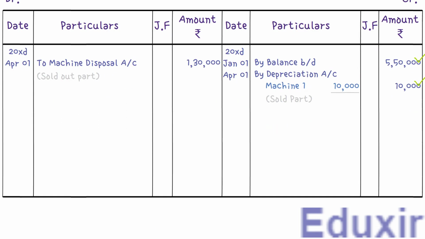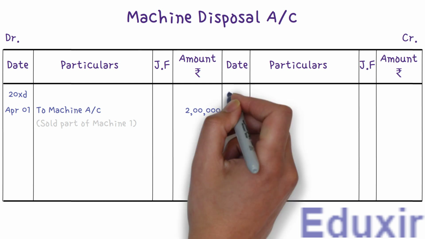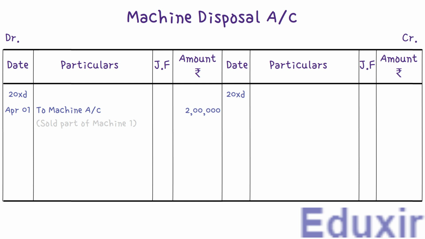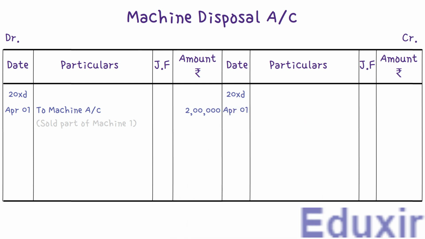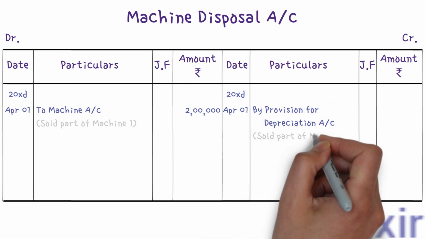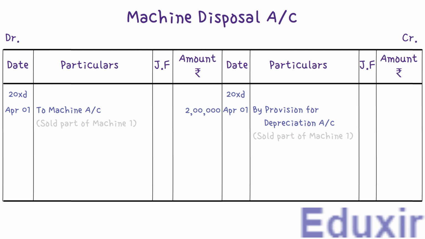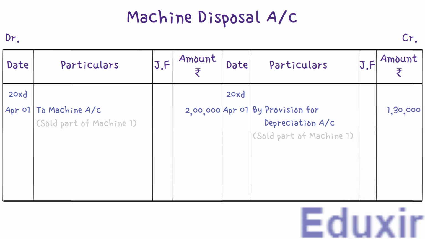Let us now proceed with posting the corresponding credit entry into the machine disposal account. As this is going to be the first entry on the credit side of the machine disposal account, let's first write the year in the date column. Let's then write the date. Let's then write the provision for depreciation account for the sold out part of the machine 1 in the particulars column. Let's then write the credit amount of 1,30,000 rupees in the amount column. With that, we have completed the posting of the credit part of this transaction on the credit side of the machine disposal account.